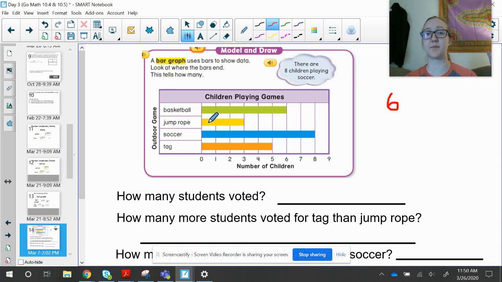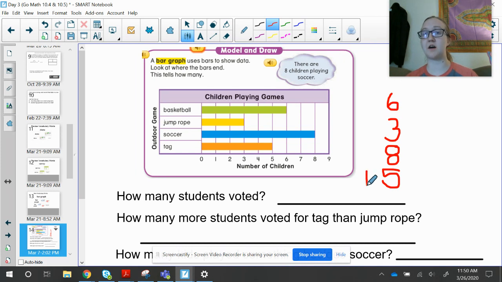The next one is jump rope. So I'm going to find jump rope and go all the way down and go to the 3. That means 3 people asked that jump rope was their favorite. Then soccer, they come to this line and then you go and it's 8. 8 children said that. And then tag, 5 kids said that.